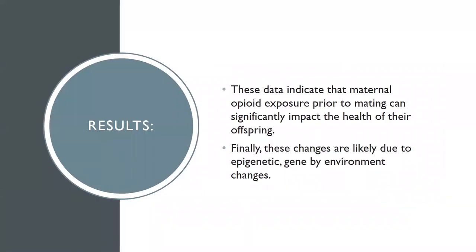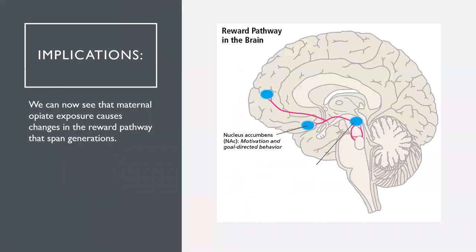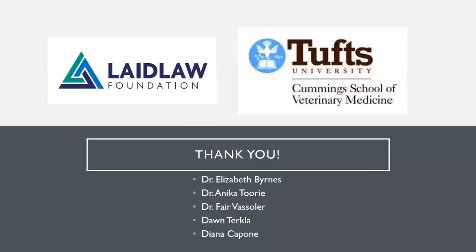So the results of the data indicate that maternal opioid exposure prior to mating can significantly impact the health of the offspring. And these changes are likely due to those epigenetic gene by environment changes. And the implications of that, like I mentioned briefly, are that maternal opioid exposure causes changes in the reward pathway, which is super important in addiction and pleasure seeking. So it has really relevant effects to the opioid crisis, but also to its implications in this reward pathway in the brain. Thank you.